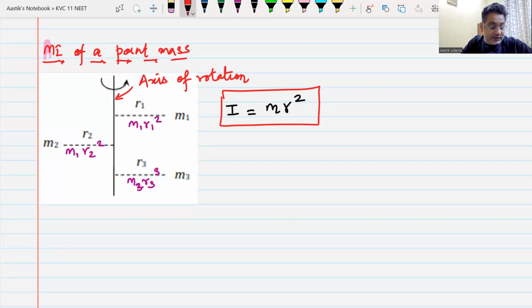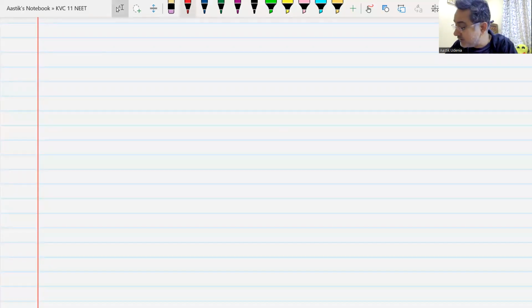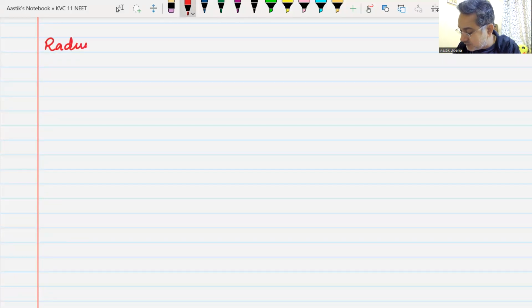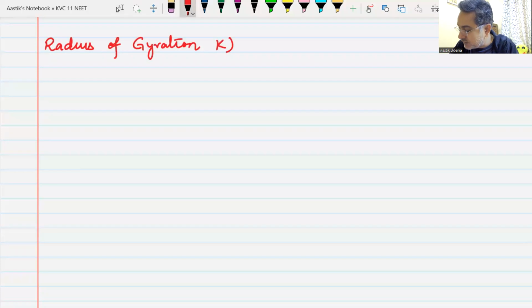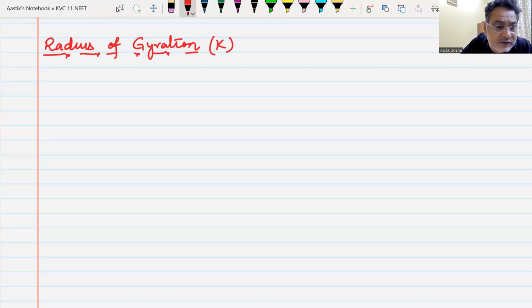Now there is one more thing which is known as radius of gyration. So we can just remember this thing also. Radius of gyration, denoted by the letter K. What is this radius of gyration? Now we'll not go into the technicality of this thing. What is this radius of gyration?